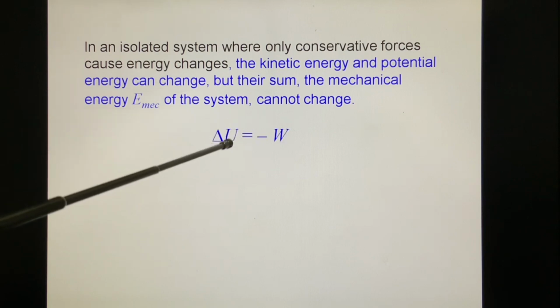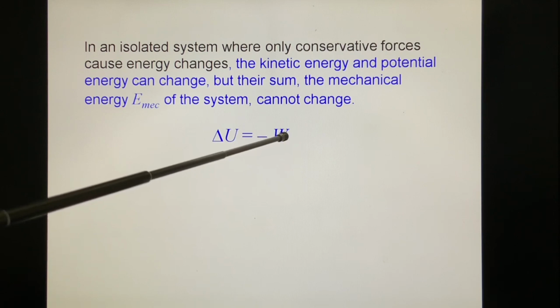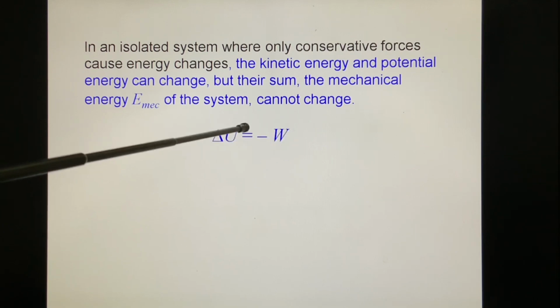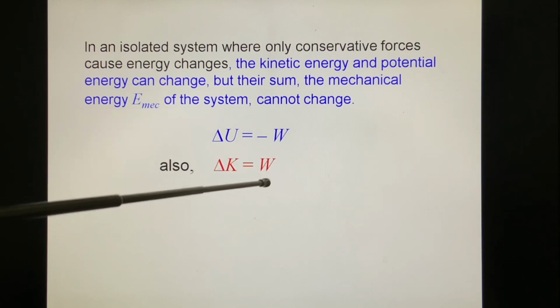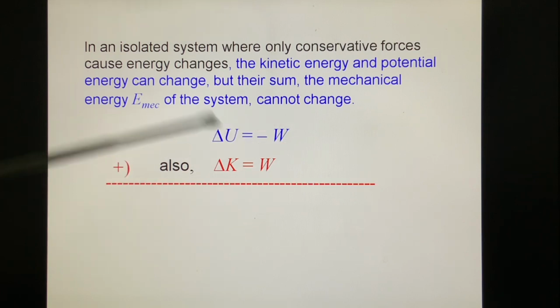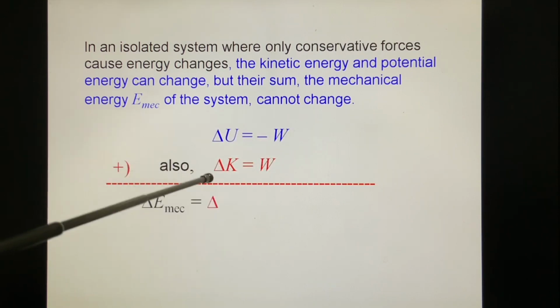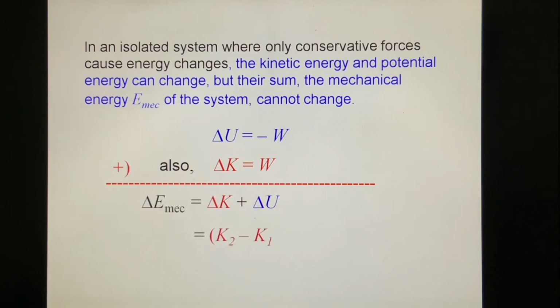So delta U, by definition, equals minus W. This is the work done by the conservative force. This is the potential difference of this conservative force. And we also know the work-kinetic energy law, delta K equals W. When we put this together, the W and minus W cancel out. We get the change of mechanical energy, delta E, equals delta K plus delta U equals 0.